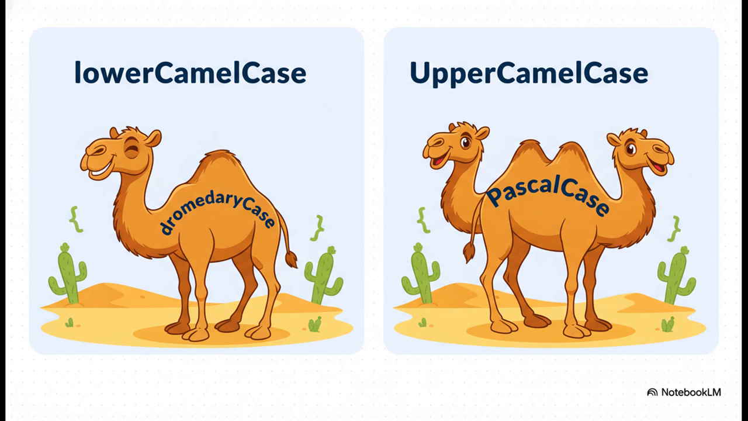And it gets even better, because there are actually two main flavors of this. You've got lower camel case, where the very first word starts with a small letter. You can think of it like a dromedary camel, with just that one hump. Then there's upper camel case, where the first word is also capitalized. This is sometimes called Pascal case, and it's like a Bactrian camel, with its two humps. It's such a simple little visual trick to remember the difference.